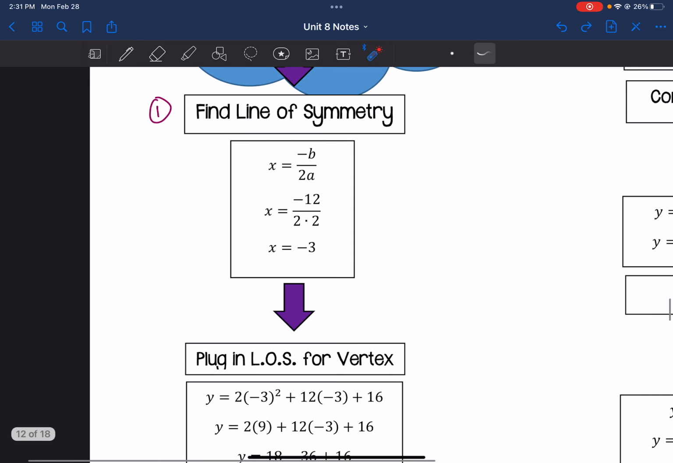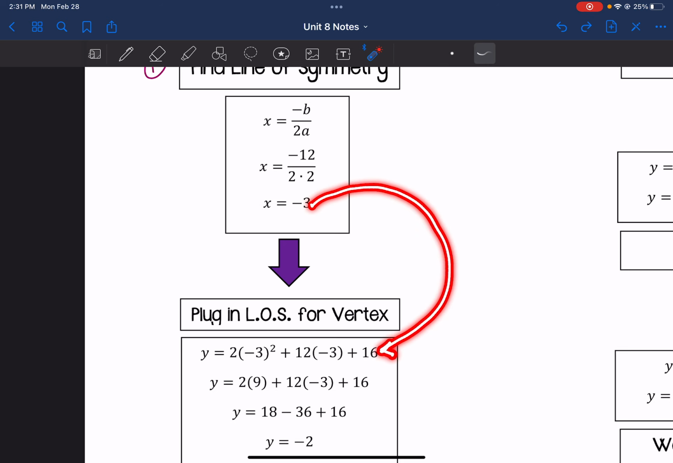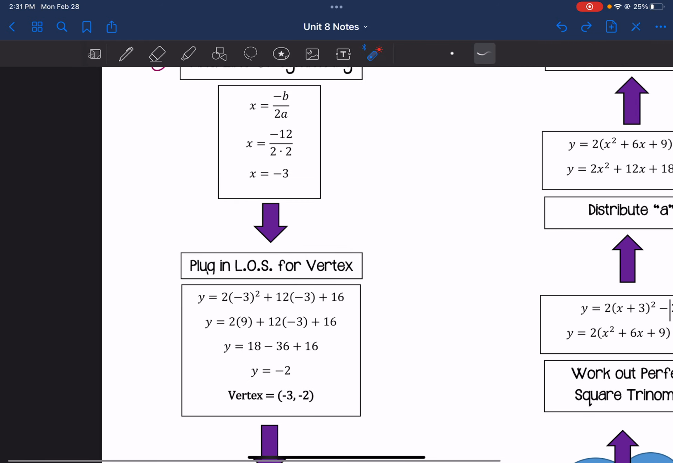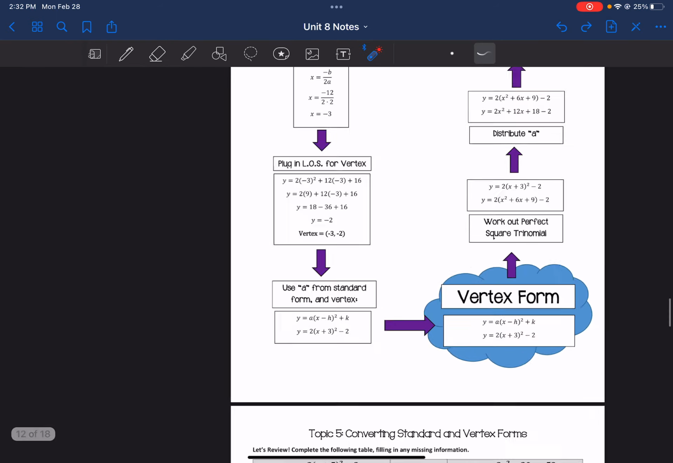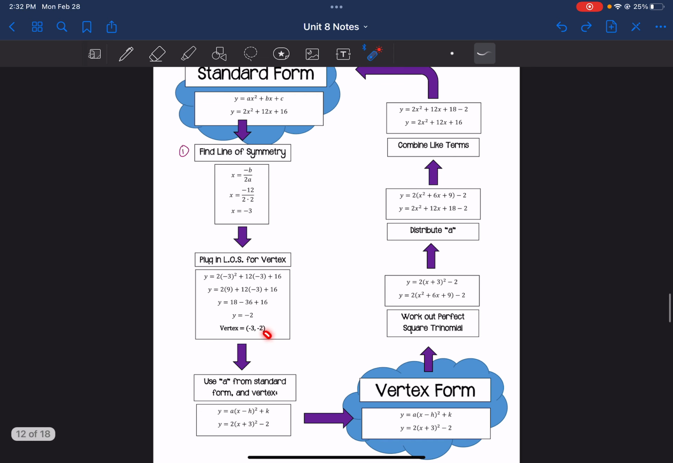Cool. But I haven't found my vertex yet. I know the x value of my vertex, but I don't know my y value. You take this, you plug it into the function that you're given, and then you get your y value. So now I know my vertex is negative 3, comma, negative 2. Now that I know that, all I have to do is take my a value that was up here, which is 2, plug it in right here, and then take my vertex, negative 3, negative 2. When I plug in a negative 3, it becomes positive, and the negative 2 stays that, and that's how easy it is.